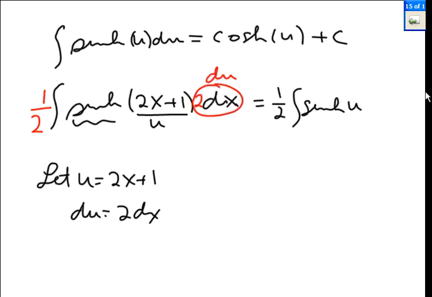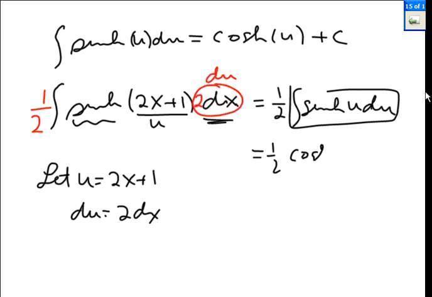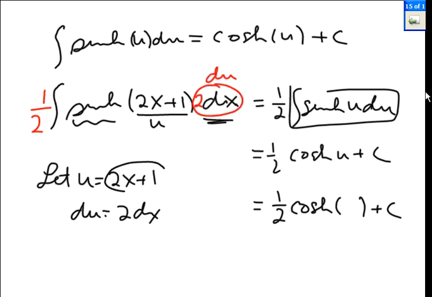Of the sinh of u times this, which is du. And you say, oh, I know this integral. It's the cosh of u plus c. And then just substitute back what u happens to be. U happens to be 2x plus 1. Well, credit for that answer. It wasn't that hard. You had to know that formula. You just have to know that formula.